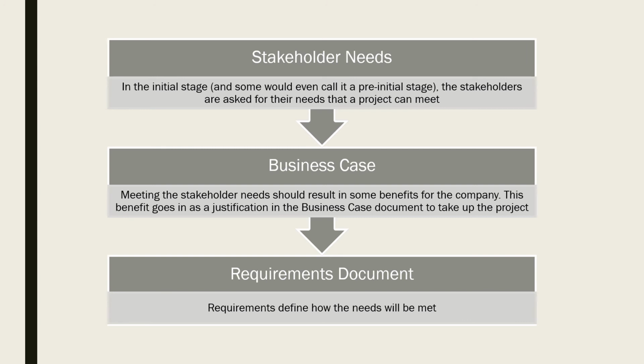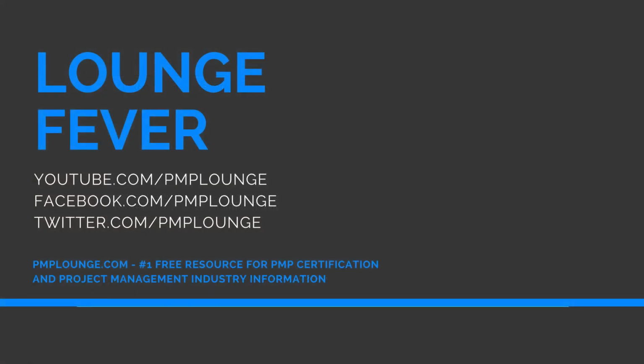So this is how the requirements flow, right? You go to the stakeholders, you understand what their needs are, you come back, you design a business case, you understand how your organization is going to benefit from meeting those needs, and then if that business case is approved, that is when you go in and create a requirements document where you mention how you're going to meet the needs of the stakeholders that you gathered in the first place. So that is all that we had.